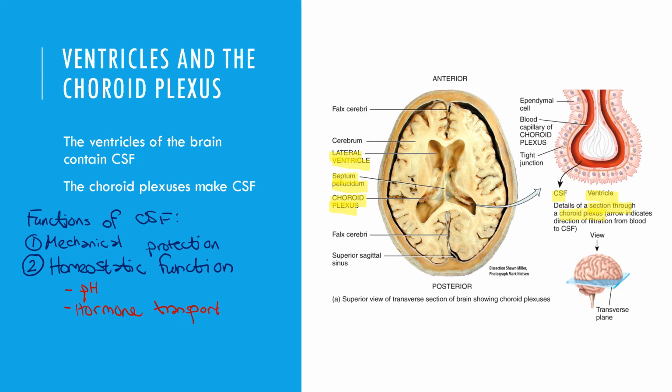And then our third and final function of the cerebrospinal fluid is circulation. Cerebrospinal fluid acts as a medium for the minor exchange of nutrients and waste products between the blood and adjacent nervous tissue.